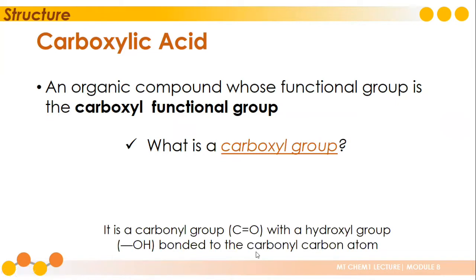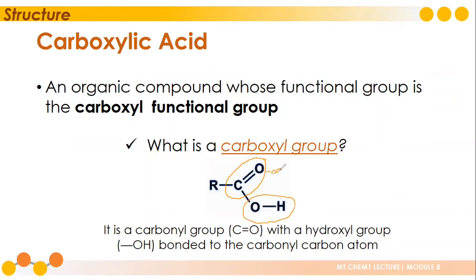It is a carbonyl group, which is carbon double bonded to O or oxygen, with a hydroxyl group bonded to the carbonyl atom. So what is its appearance? It looks like this. Again, if you go back to our past module, you might remember that the carbonyl group, C double bonded O, is our carbonyl group. Carboxyl, on the other hand, is a combination of both the carbonyl and the hydroxyl group.